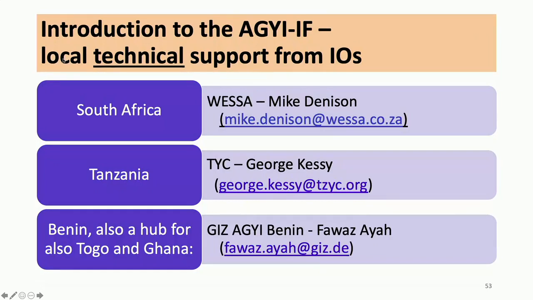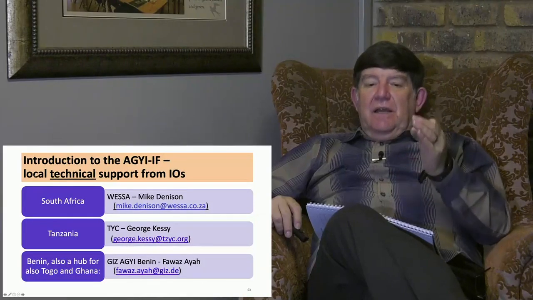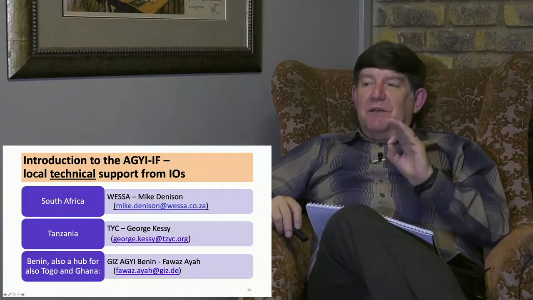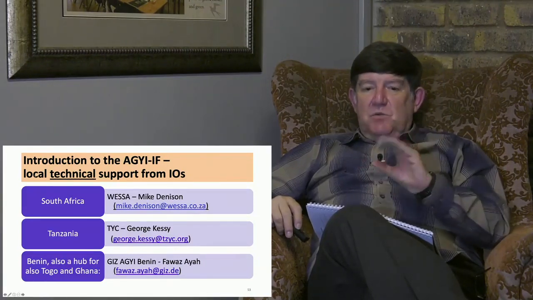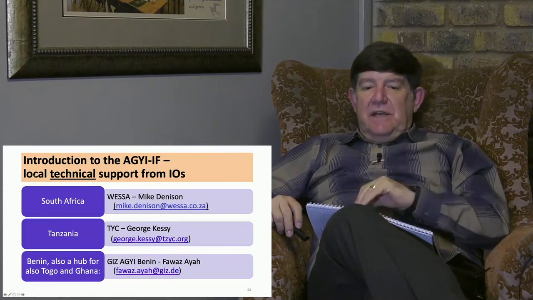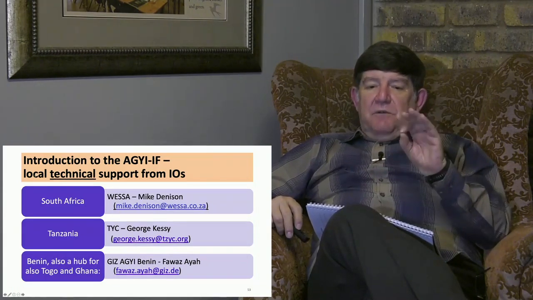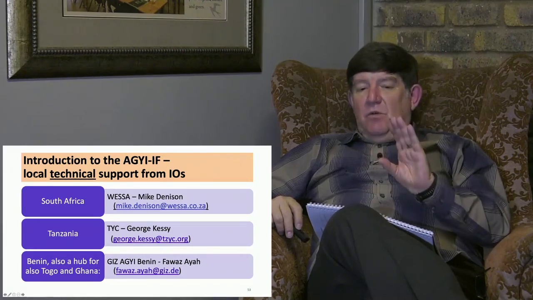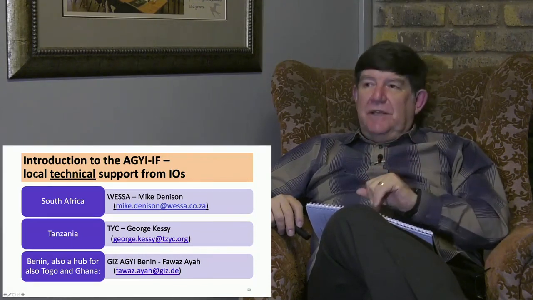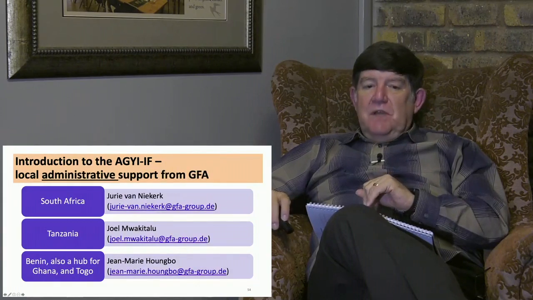I'm concluding this whole process. Introduction to the African German Youth Innovation Fund, technical support, how to design projects, how to conceptualize projects, things that can be done. That support is from your implementing organization. In South Africa, it's WESA. Tanzania is the Tanzania Youth Commission. Benin, also the hub for Togo and Ghana, is Fawaza Ya. You've got an organization. It was clearly communicated to you in the info sessions.